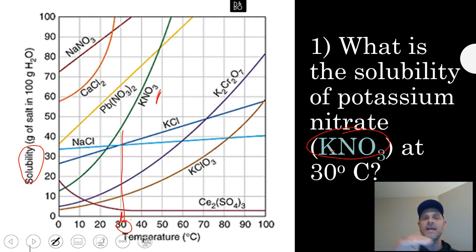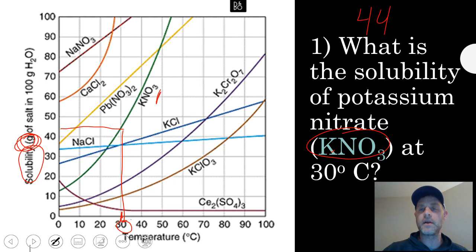Okay, once I hit that line, I'm going to go over to the side where it says solubility. I'm going to follow that over. It looks like somewhere in there, maybe 44, 45 grams. Well, how do you know it's grams? There it is, right? So the answer for this would be 44 grams.